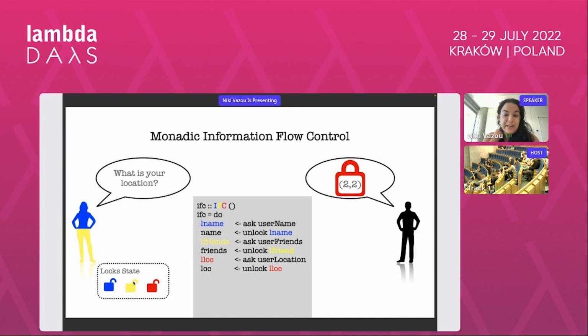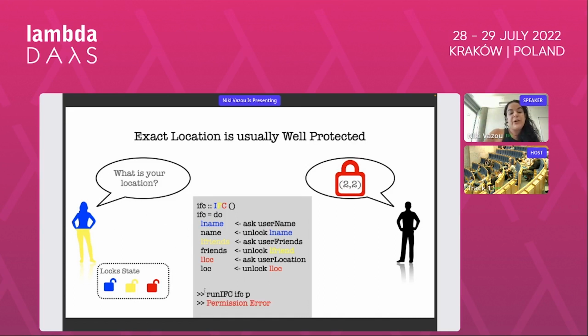And here I'm using the red lock because usually location is very private information, and I need very high permissions to access the exact location of the user. So most probably, if I'm going to run this IFC that is accessing the exact location of the user, I'm going to get a permission error, hopefully. So yes, because usually location is very well protected.